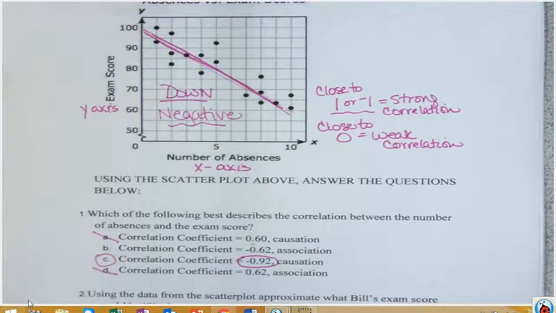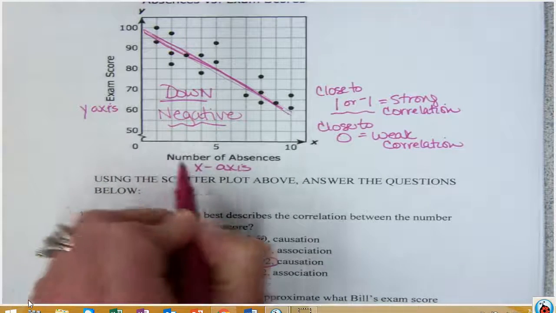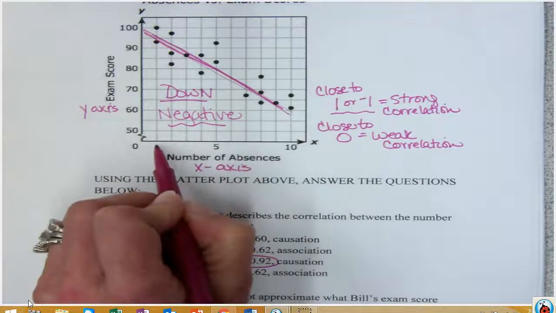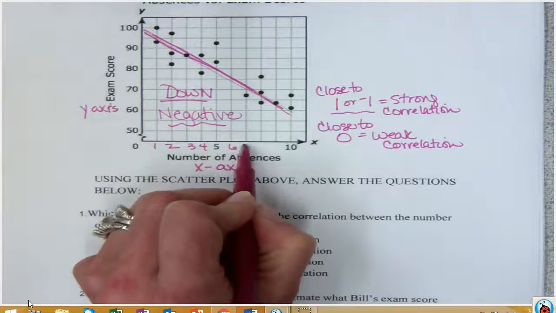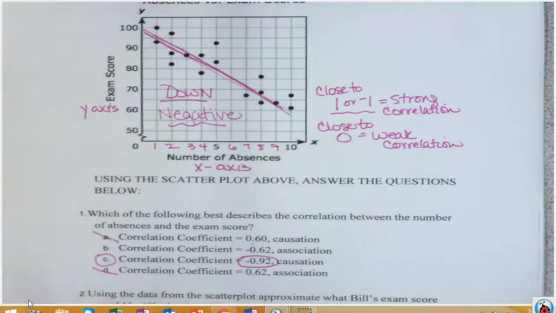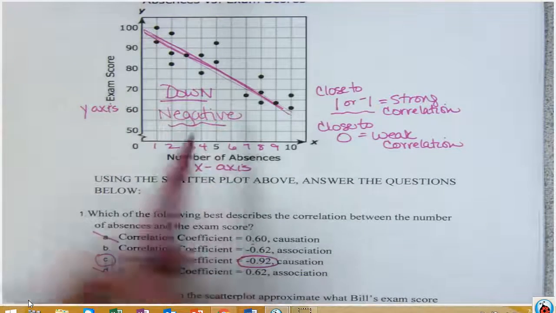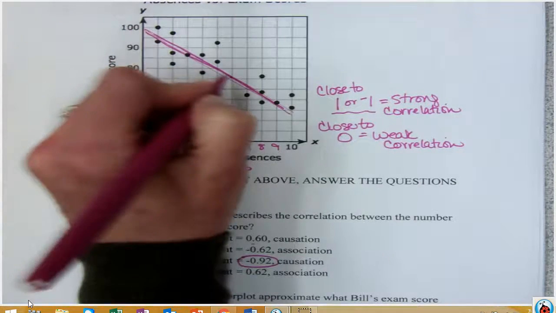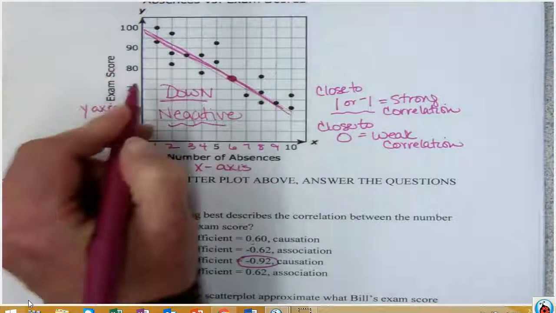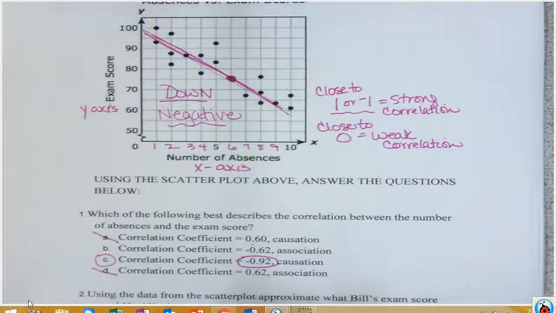Okay, using the data, what would Bill's exam score be if he had been absent 6 times? So we're going to look across the number of absences to 6. We see that this would be 1, 2, 3, 4, 5, 6, 7, 8, 9. Even though they don't give us those numbers, we can create that. And we go up to 6 and we figure that that is going to be about 75. So his score would be about 75%.